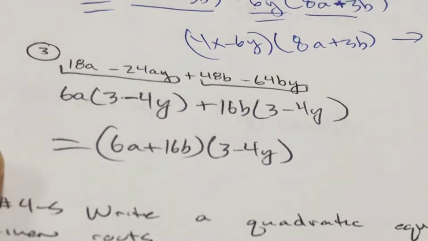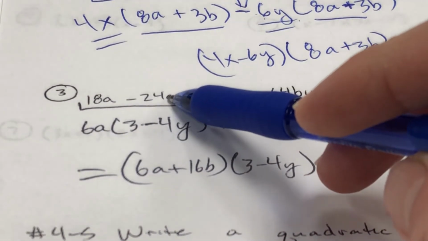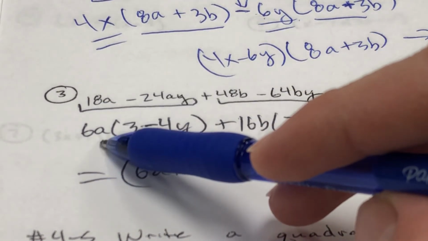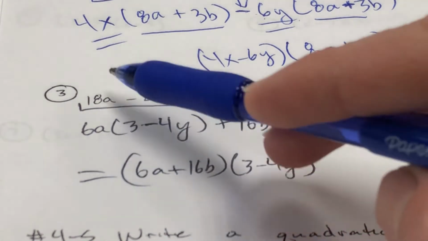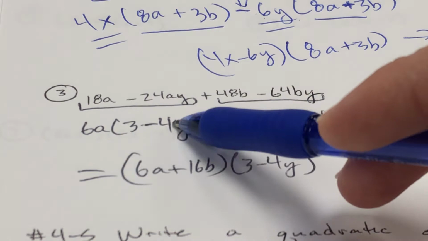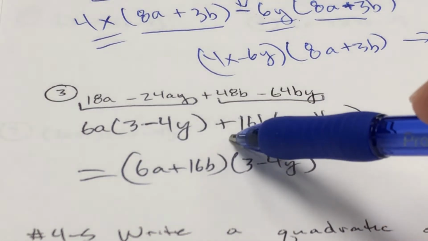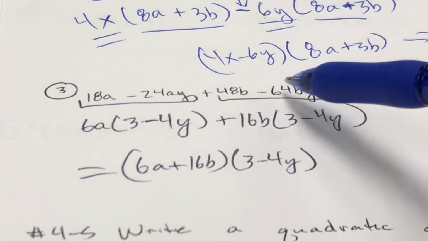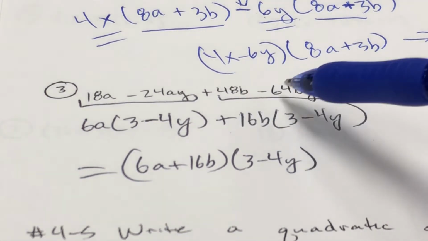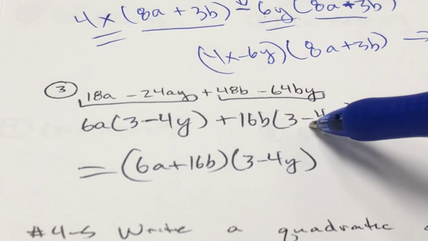All right, number 3. Let's talk about number 3. What's 18 and 24? You can factor out these 6. Both multiples of 6. They both have an a. 18 divided by 6 is 3. Negative 24 divided by 6 is a negative 4. Take away the a, you're left with a y plus 48 and 16. Divided both by 16, you're left with 3. Negative 64 divided by 16 is a minus 4.